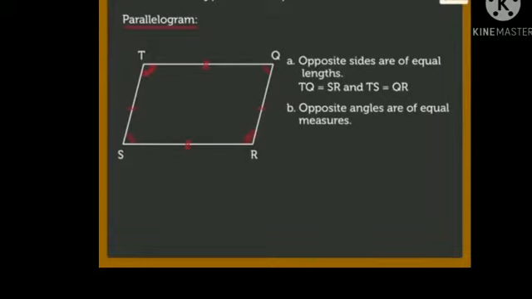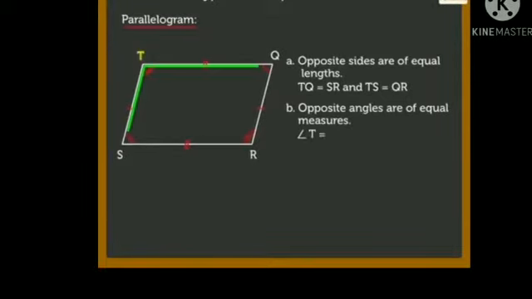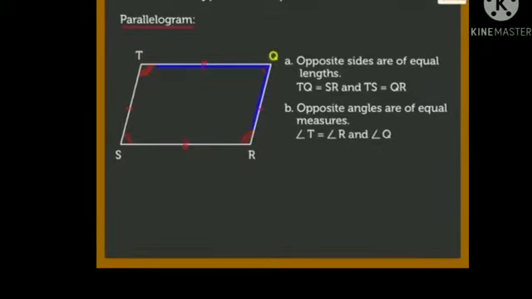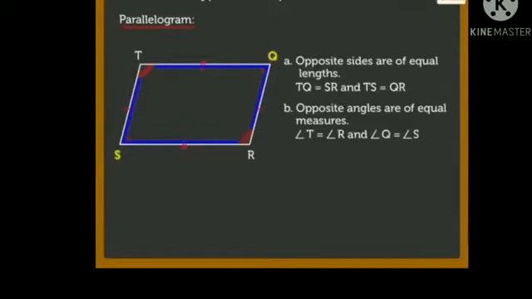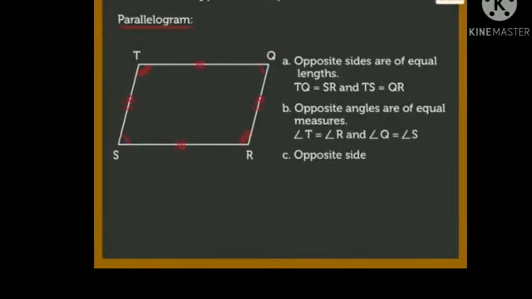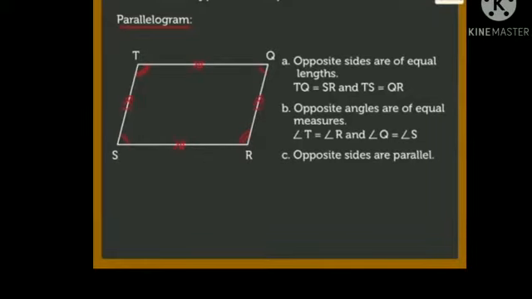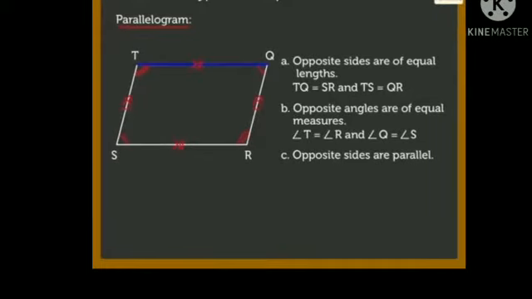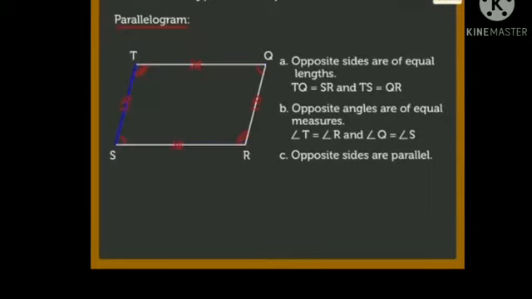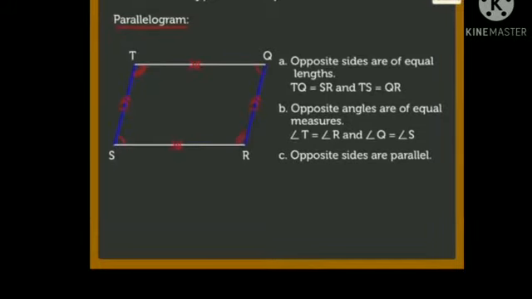B. Opposite angles are of equal measures. That is, angle T is equal to angle R. Angle Q is equal to angle S. C. Opposite sides are parallel. That is, TQ is parallel to SR. TS is parallel to QR.